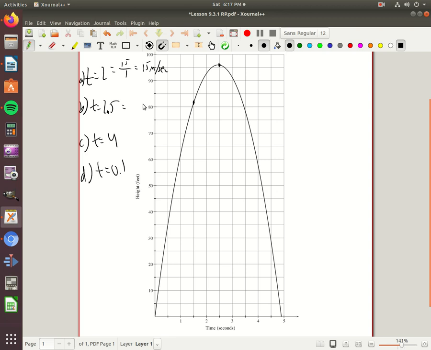If I'm looking for 2.5 seconds, 2.5 seconds is here, so I'm going to go between 2 seconds and 3 seconds. And you can see I'm at about 93 and I go to about 92, so it goes down 1 over 1. So I'd say it's losing about 1 meter a second, which makes sense. Pretty flat up at the top, not much is going on.